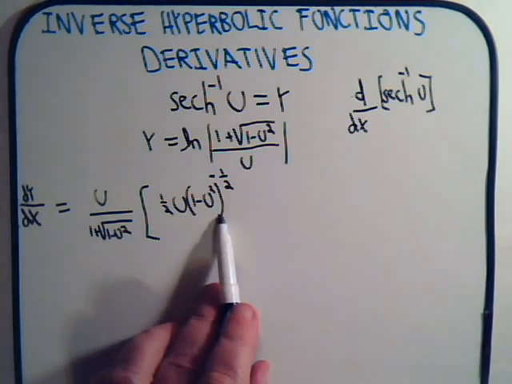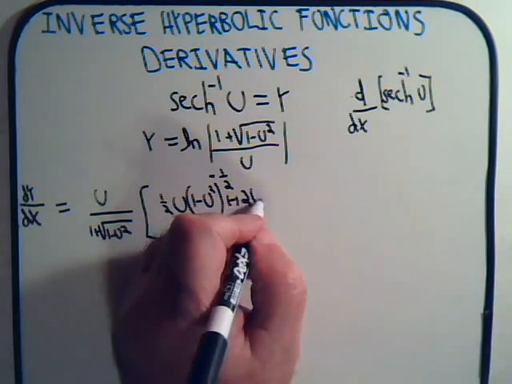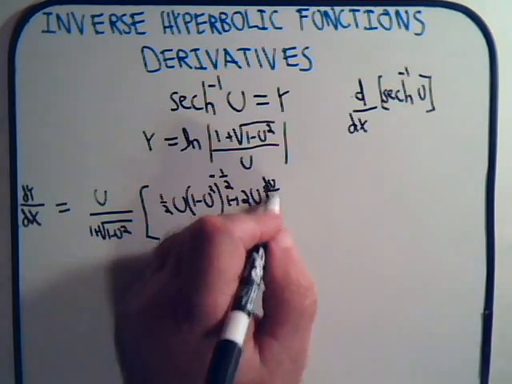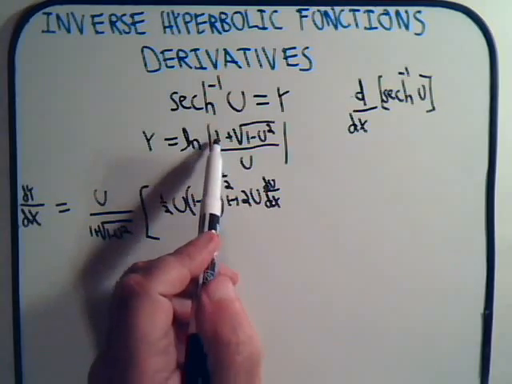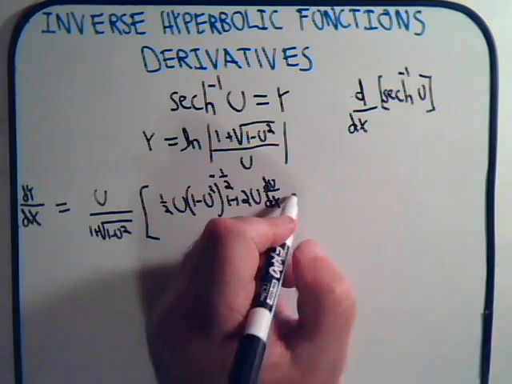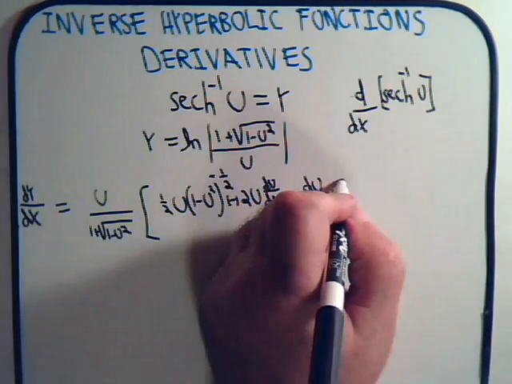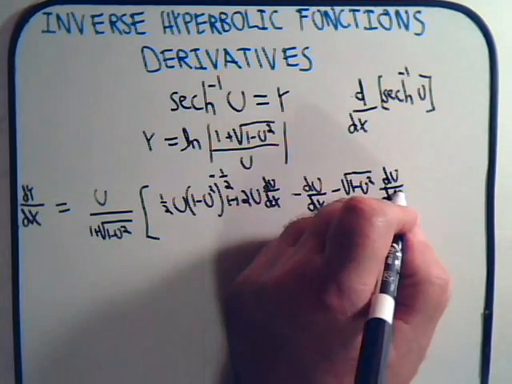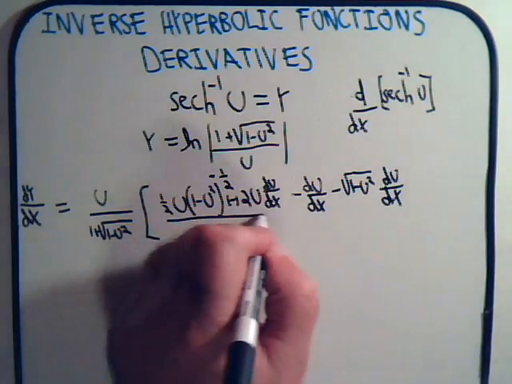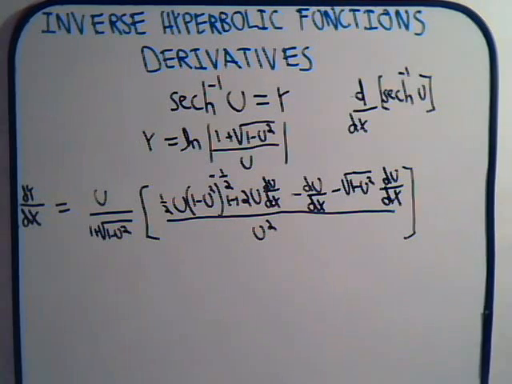And then we take the derivative of what's inside here. That will be minus 2u du, or rather minus 2u du/dx, differentiating with respect to x. So that's this times the derivative of this. Then we're going to have minus this times this derivative, so for this part it's minus du/dx, minus the square root of 1 minus u squared du/dx. And this whole thing is divided by u squared. Very similar to what we did in the previous video when we were dealing with the inverse hyperbolic cosecant function.